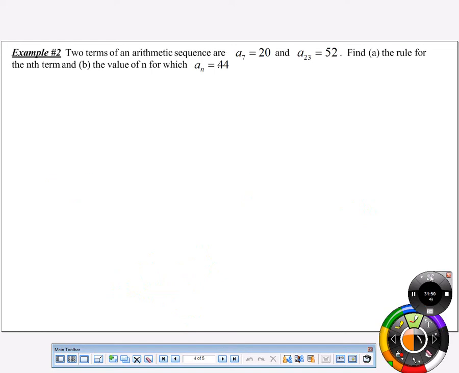So now slightly different scenario. 2 terms of an arithmetic sequence. So you know at some point there's the 7th term, and it's 20. And then at some other point there's the 23rd term, and it happens to be 52. And first we're supposed to write a rule, and then we're supposed to figure out some other information. Okay? All right, so what do I need to write a rule? What did we need last time? What were kind of the important pieces to be able to write that rule? The difference. What else? The first term. Okay? Because we need the starting point and how many we're skipping every time, right?